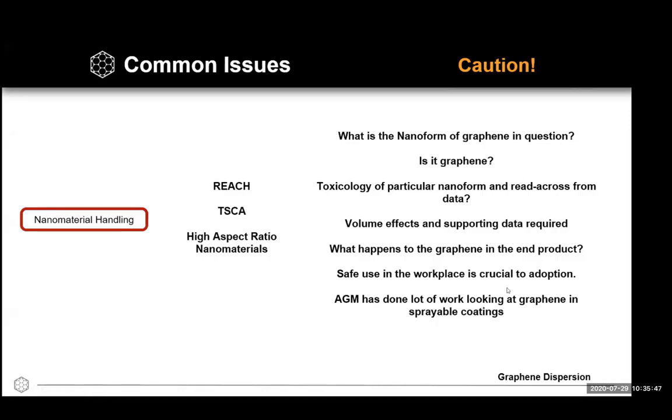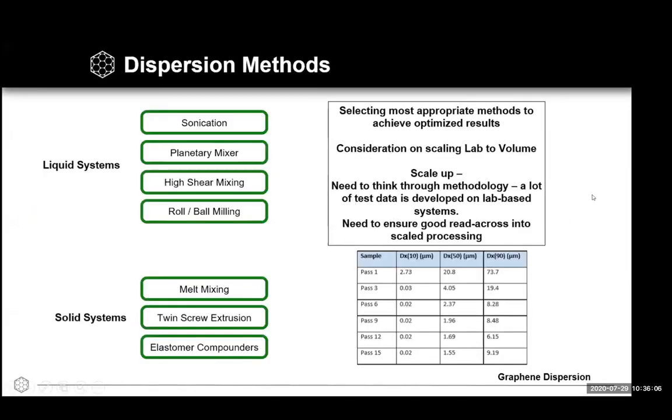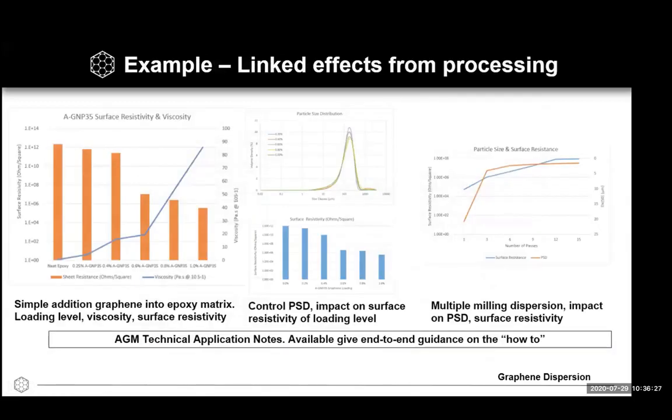So just looking at methodology briefly, we can do, as Terence mentioned earlier, all manner of different methods and use of those in combination to manage the things that we've talked about: viscosity, particle size. Just as a brief example on linked effects from processing, just very briefly, just looking at viscosity effects.